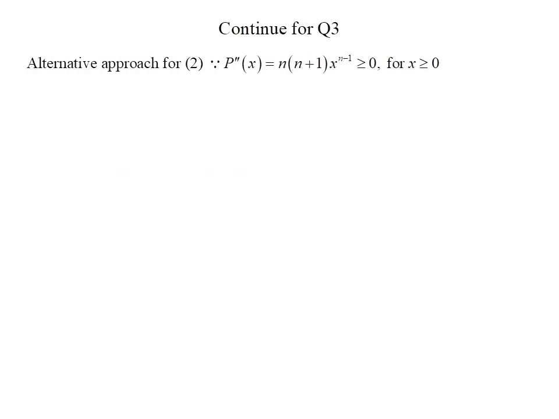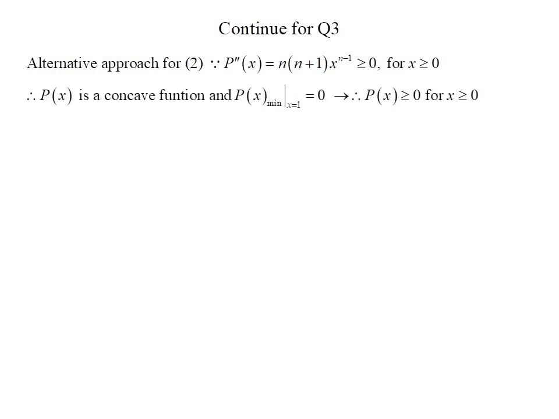Here we continue on question 2 of example 3. An alternative approach for question 2 can be done through the expression of p''(x), which equals n times (n+1) times x to the power of n minus 1. Obviously, it is greater than or equal to 0 when x is greater than or equal to 0. Therefore, the polynomial p(x) is a convex function and its minimum value is 0 at the point of x equals 1. Hence, the polynomial p(x) is greater than or equal to 0 when x is greater than or equal to 0.